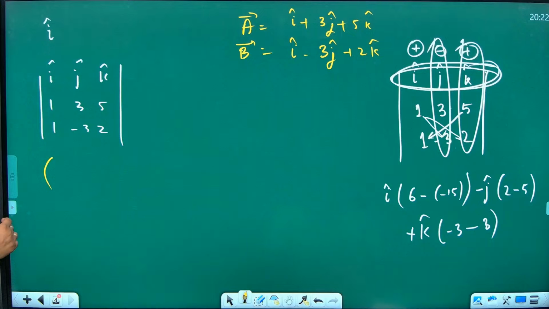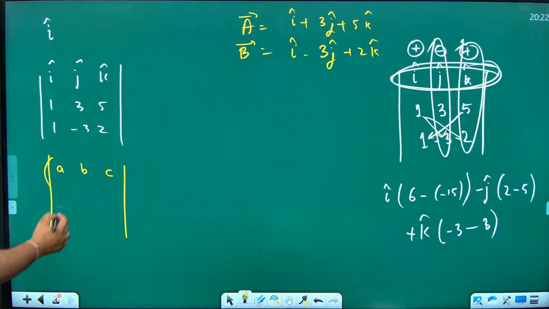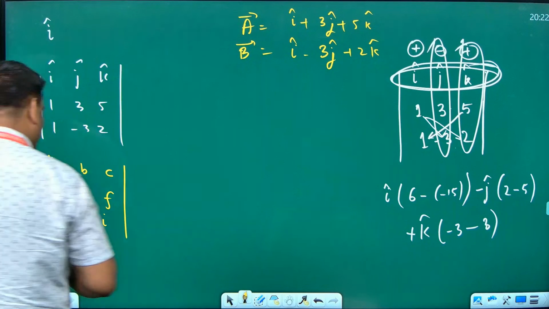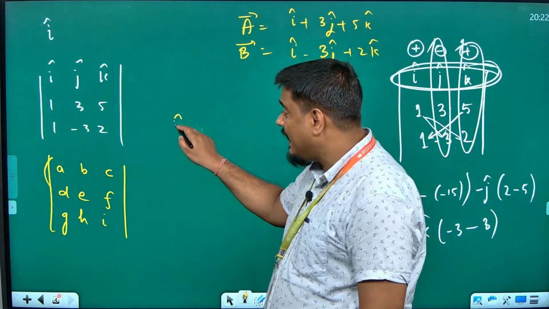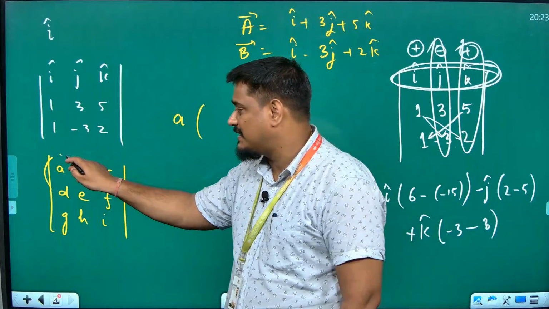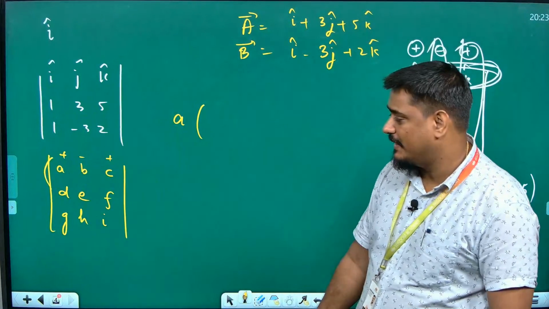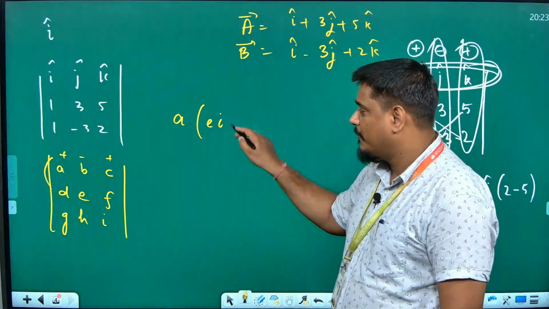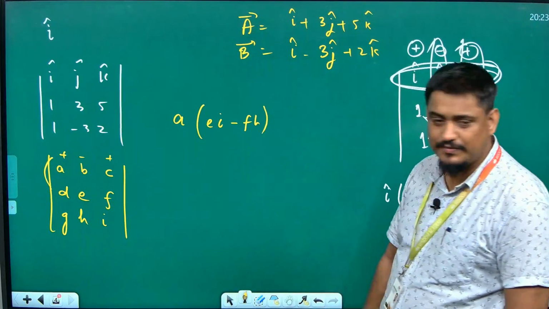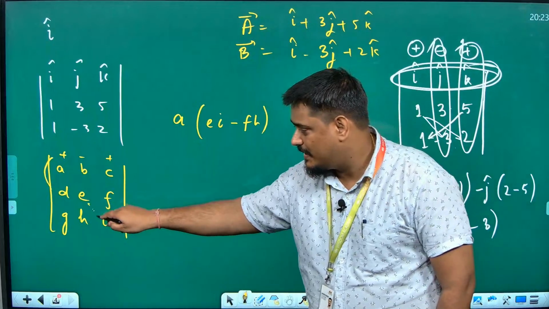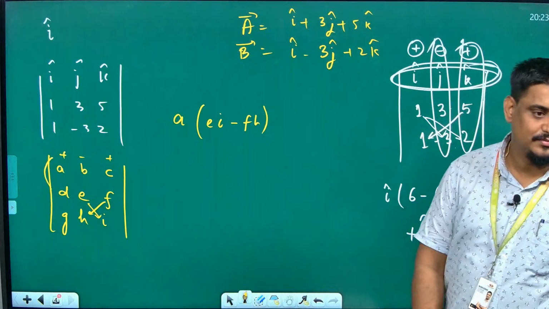What rule is that? I am writing the determinant A, B, C, D, E, F, everybody's problem. A, B, C, D, E, F, G, H, I. So when I am writing A in bracket, first of all this is plus, this is minus, this is plus. So A I am writing, then I write E into I minus F into H. EI minus FH. Do you understand?